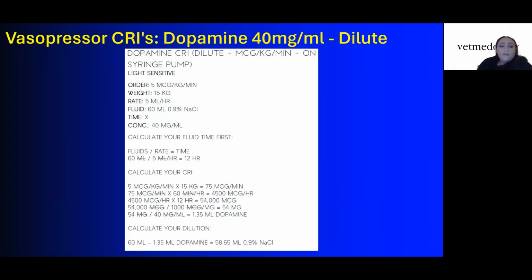We calculate our fluid time first, so our fluid bag time, and so 60 mils divided by 5 mils an hour gives us 12 hours.